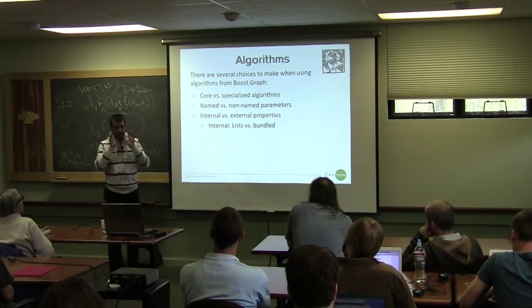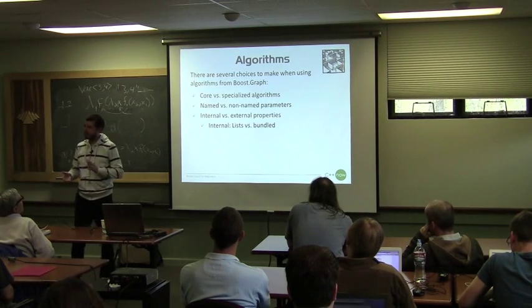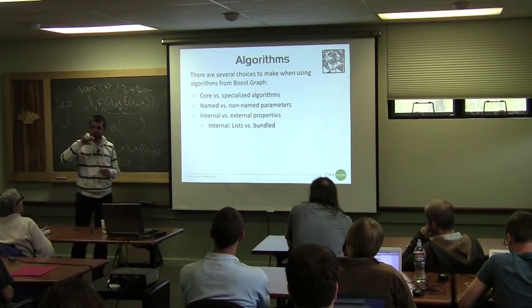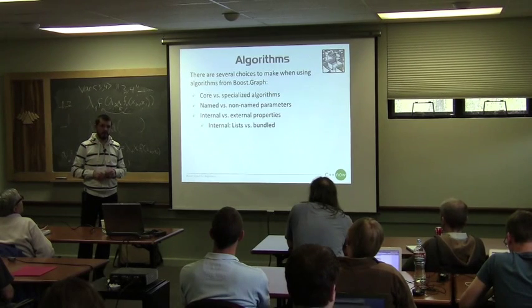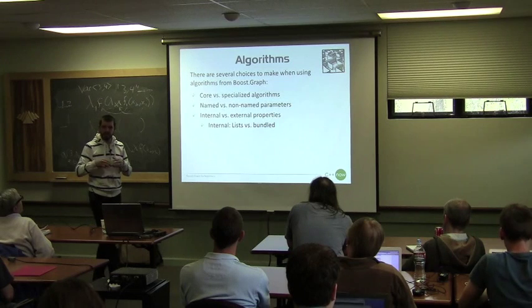All right. We have now our graph defined. Now we just want to do something with it. We want, for example, to visit these vertices in the graph. We want to use a visitor. We want to find a shortest path between two vertices, something like this.